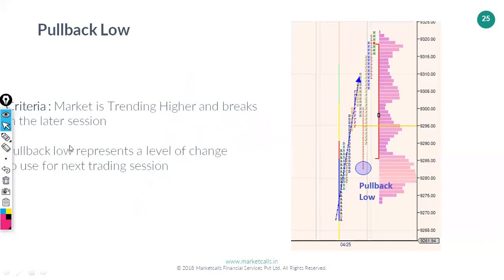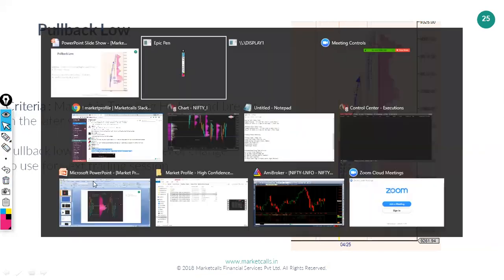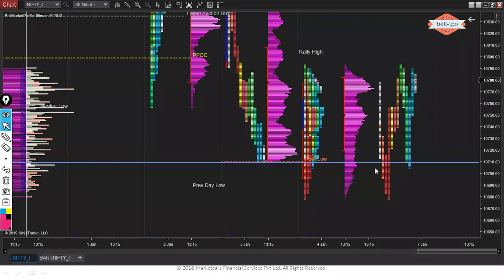Maybe one of the pullback lows, which I'm going to show now. Again, over here, what we got here is a pullback low, right? So there is a downtrend. Again, there was a rally, there was a pullback low. So it means there is no easy giveaway. This is what you can understand on Monday. So maybe the bias itself changes positive. You know that there is no easy giveaway.